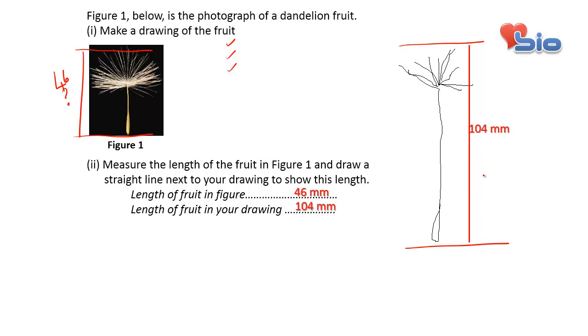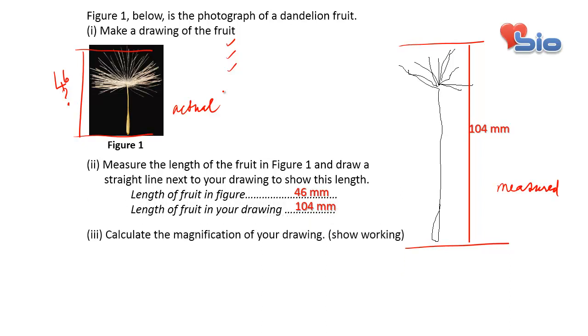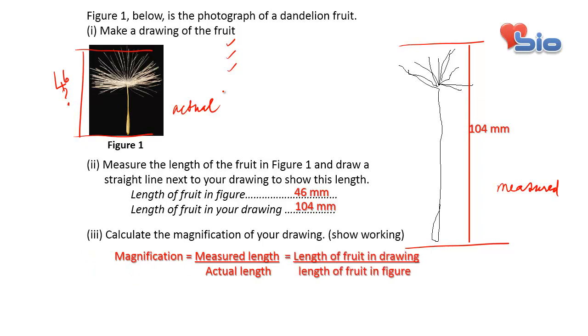So remember, we could call this the measured length or the image length, and this is your actual length. Actual as per the figure in this case. Calculate the magnification of your drawing. You know this formula, which means measured length using the phrasing that has been given above, this one. You're saying it's length of fruit in drawing upon length of fruit in the figure, which gives us 104 upon 46, which is 2.3. And that's your magnification. Again, remember, there are no units for it. Hope you've got that. If you did not, pause the video, look through that once again.